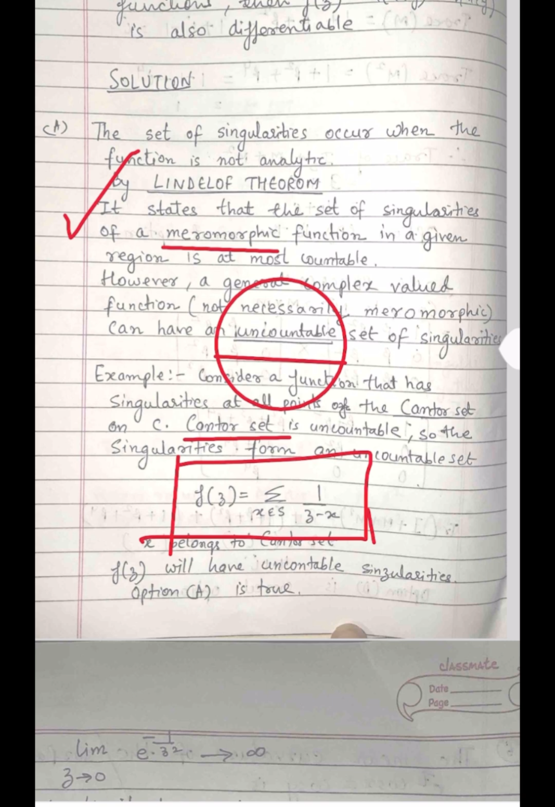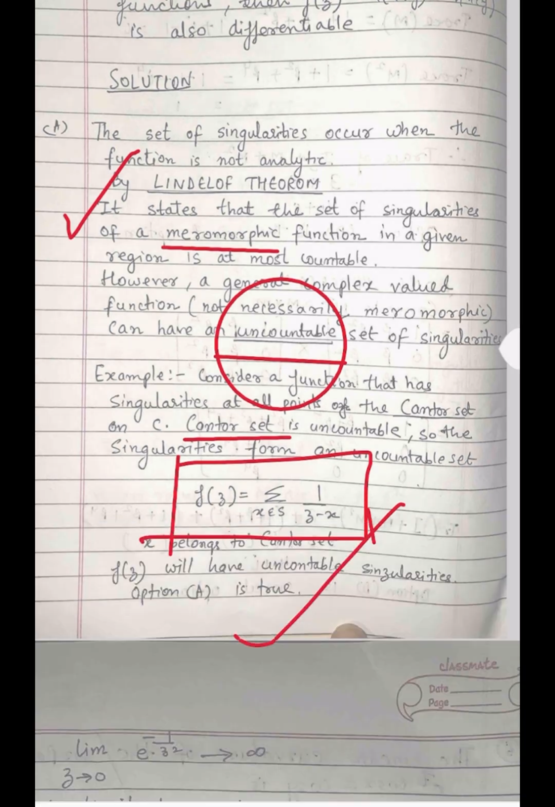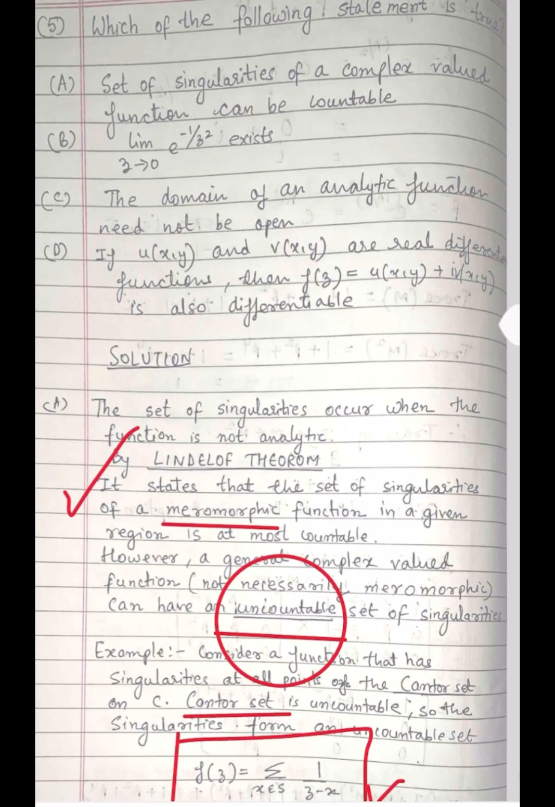So consider a function that has singularities at all points of the Cantor set in C. The Cantor set is uncountable, so the singularities form an uncountable set. So option A will be our true option. So the set of singularities of a complex valued function can be uncountable. This will be our true option. Now B, C, D will be false.